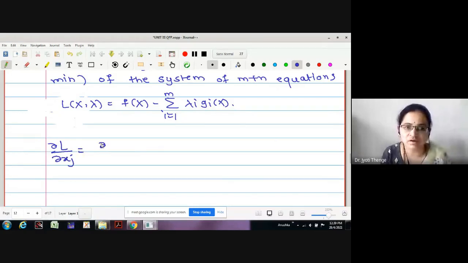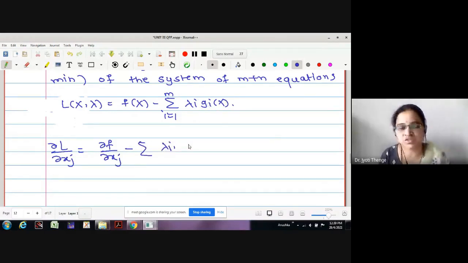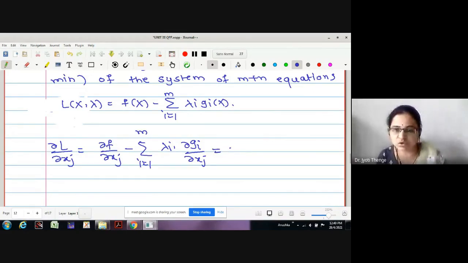It gives us the first equation: dou f by dou x_j minus summation, as it is, every constraint g must be differentiated with respect to x. So this is dou g_i by dou x_j, i running from 1 to m, is equal to 0. How many such j are there, having the value 1 to n? n variables are there in all, right?